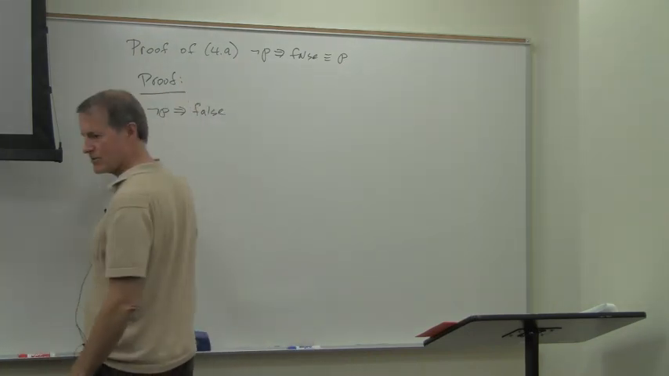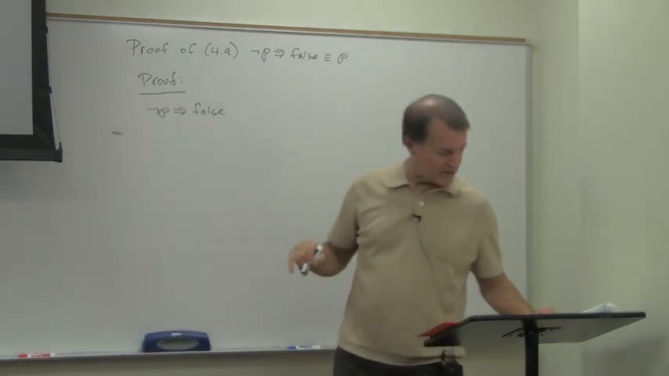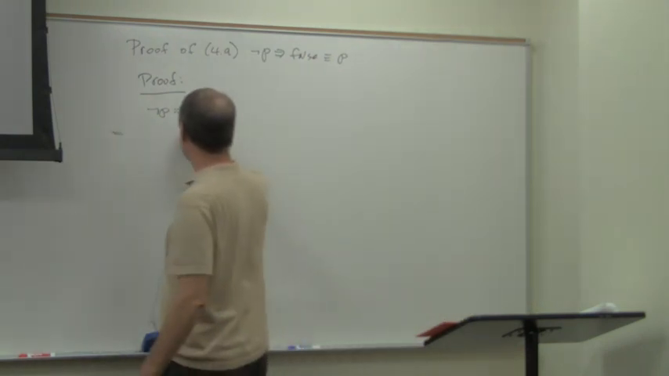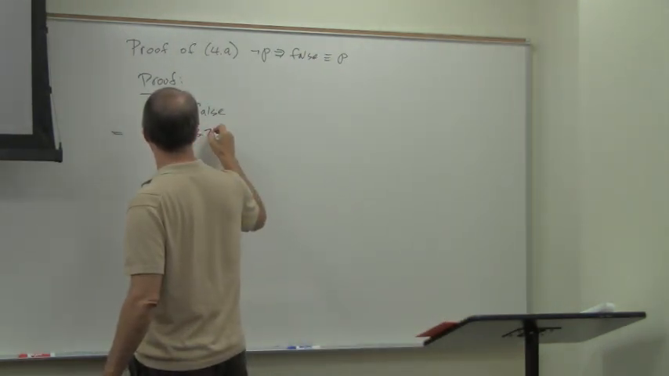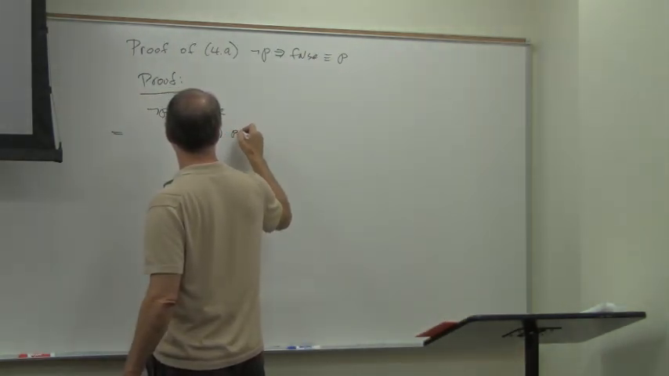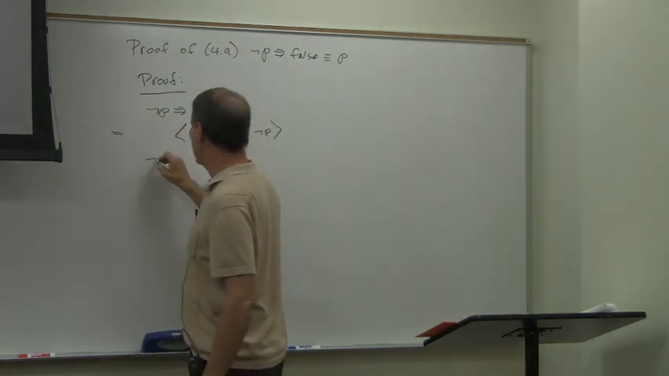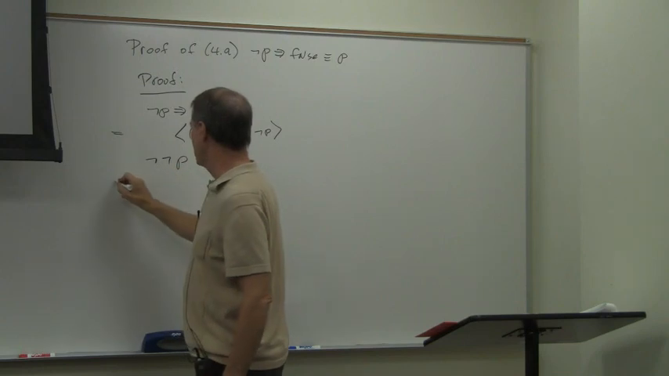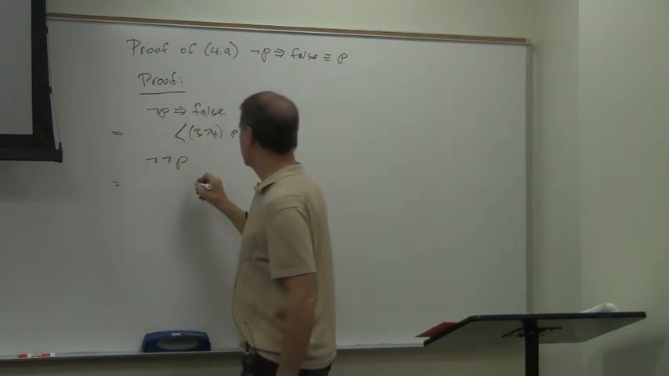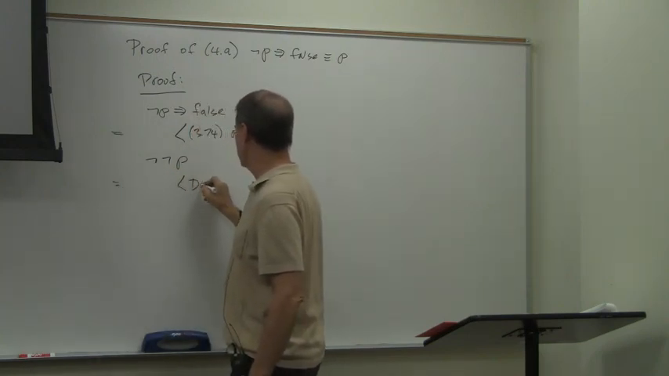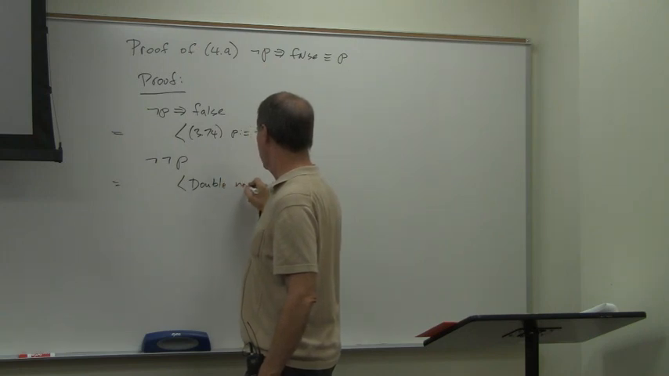This equals, by 3.74, 3.74 with P replaced by not P. It's just not, not P, and then not, not P equals P by 3.12, double negation. Yep. Okay.